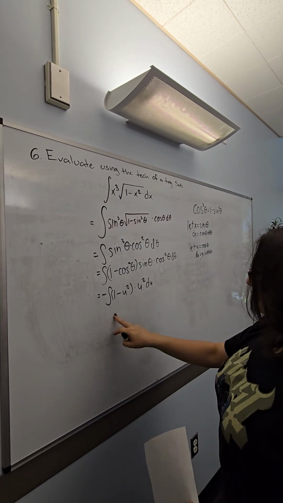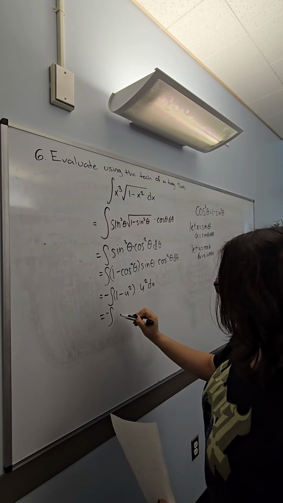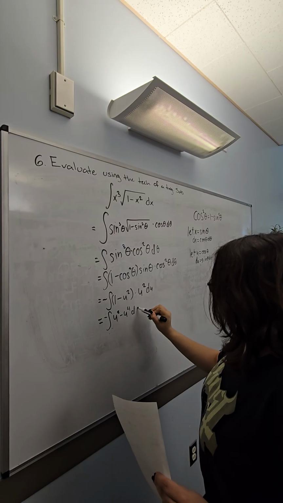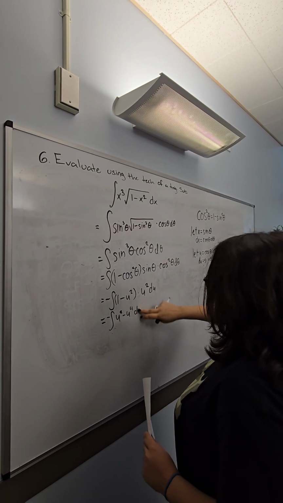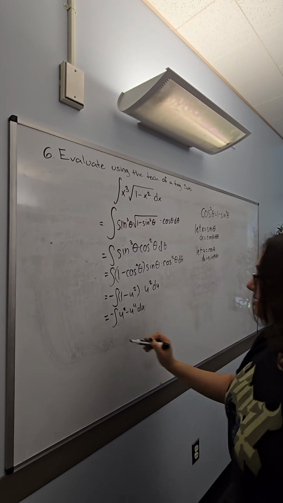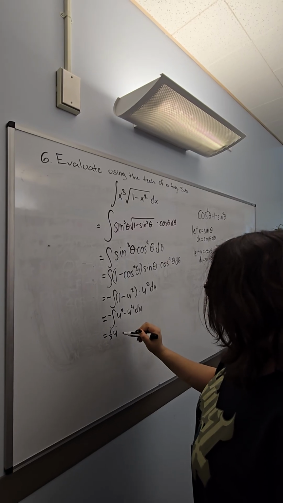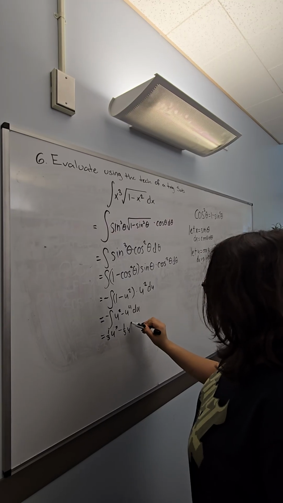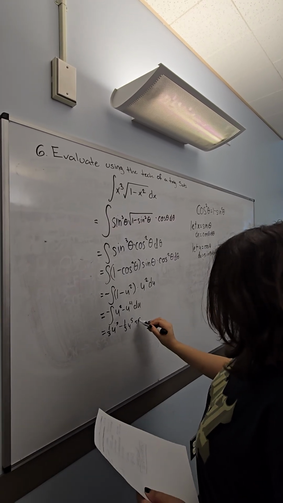Then you'll distribute the u squared throughout the equation. So it'll be u squared minus u to the 4 du. And then this is when you can take the antiderivative, which is 1 over 3 u cubed minus 1 over 5 u to the fifth, and then plus c.